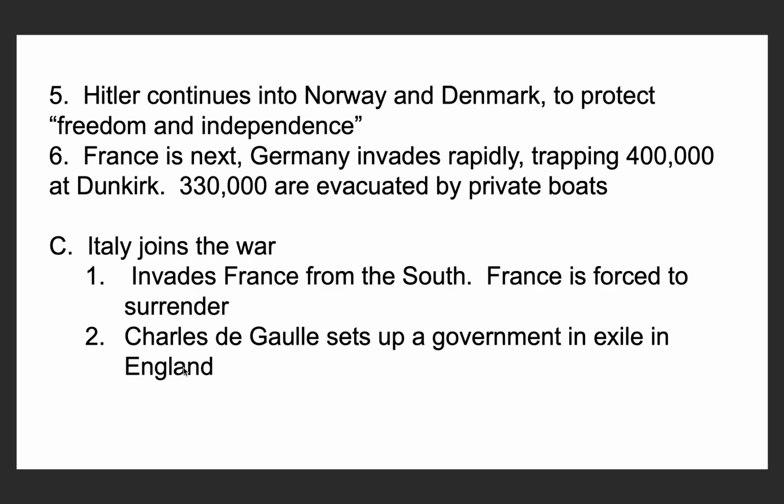They evacuated 330,000 people by private boat, and this is in the summer of 1940. Once those soldiers were evacuated, the British began reorganizing and preparing for an invasion that they thought was coming from Germany onto the mainland of Britain. That never did happen, but I'll talk about why later on.